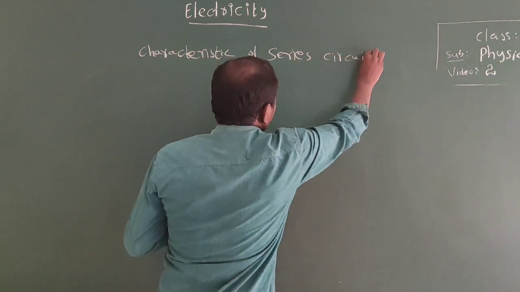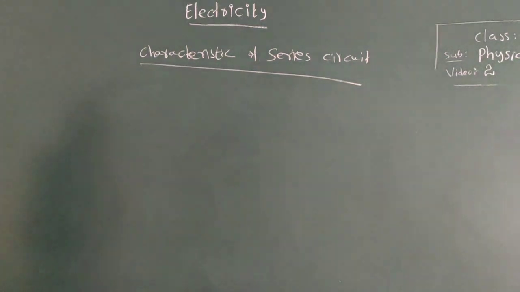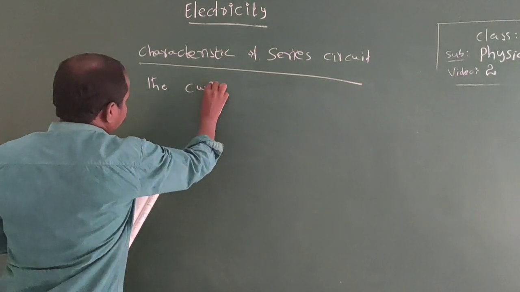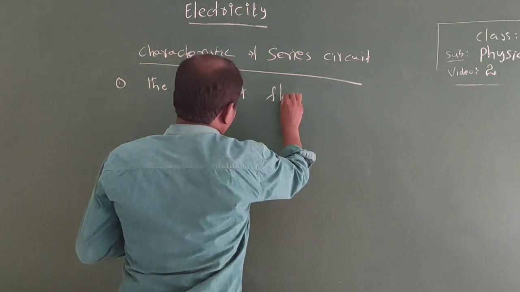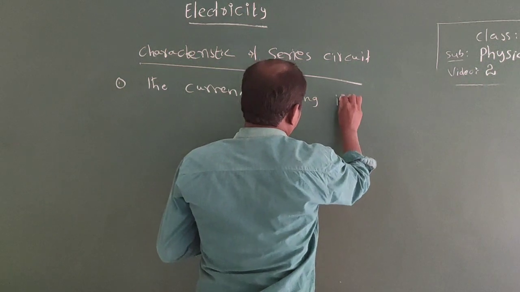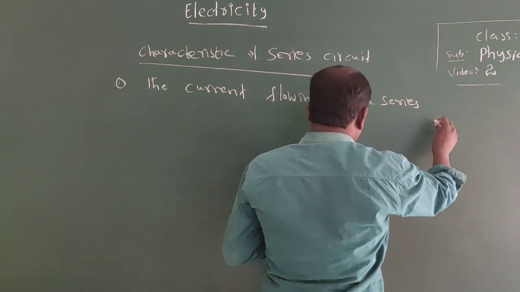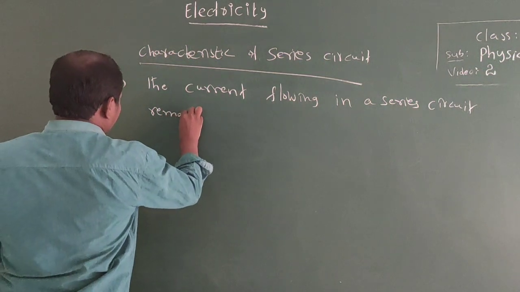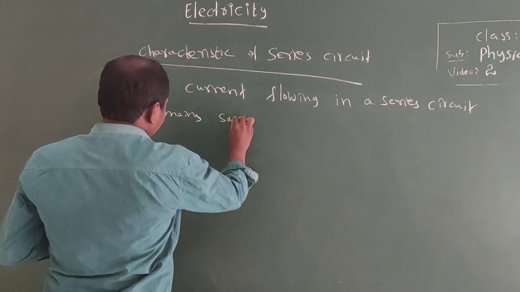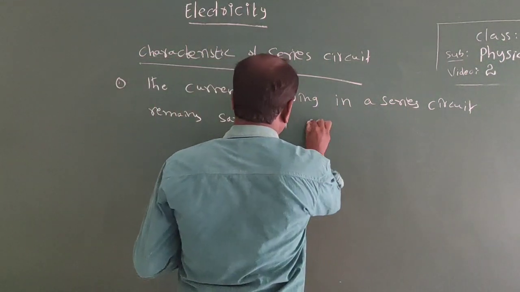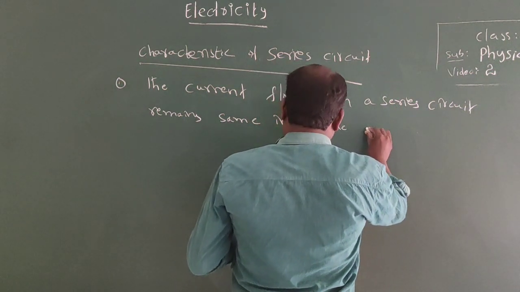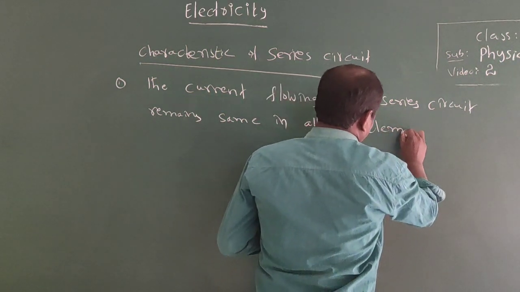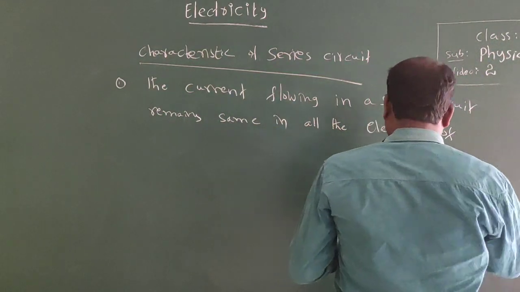Series circuit. In a series circuit, the current is the same. The current flowing in a series circuit remains the same in all the elements of the circuit.